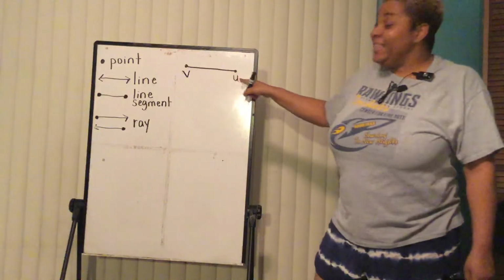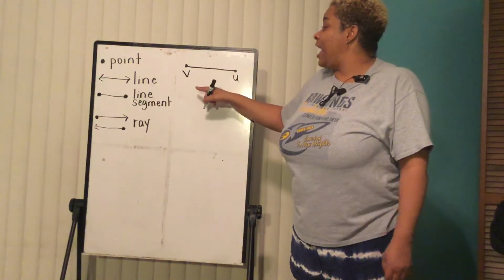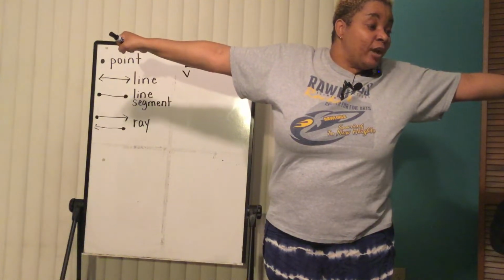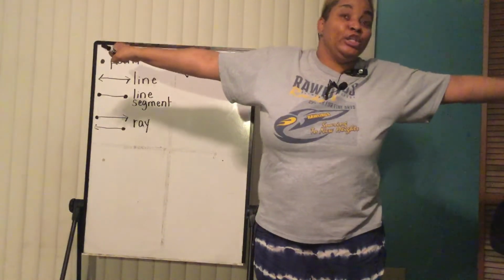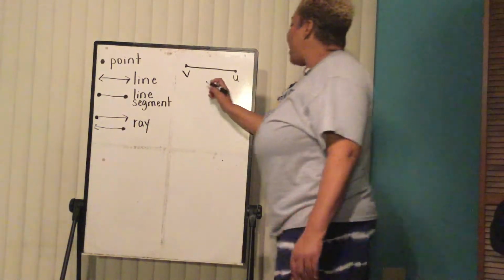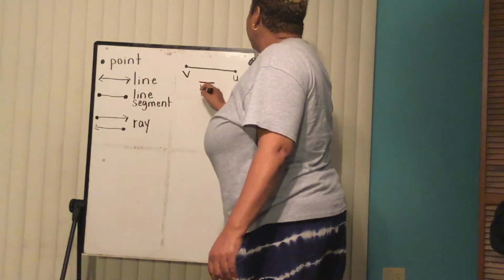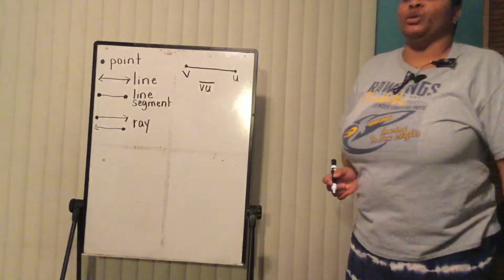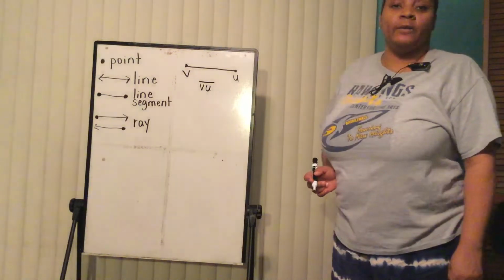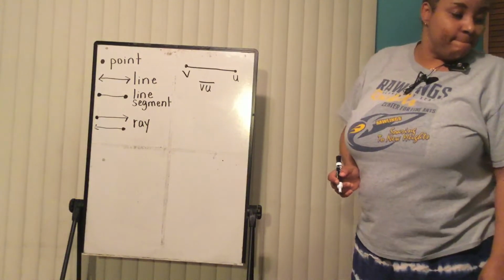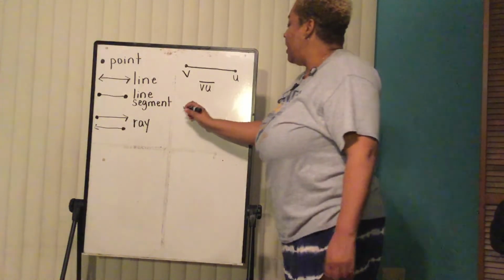So on this line segment, I'm going to call it line segment. Do it with me with your hands. Line segment. I'm going to call it line segment VU because I have those 2 points right there. And I would write it like this. VU. Line segment VU. Go ahead and get that down. I'll give you a minute. Now moving on.